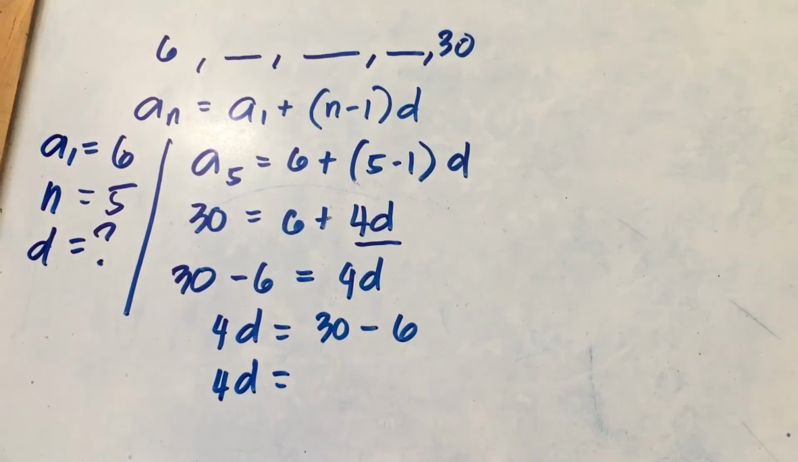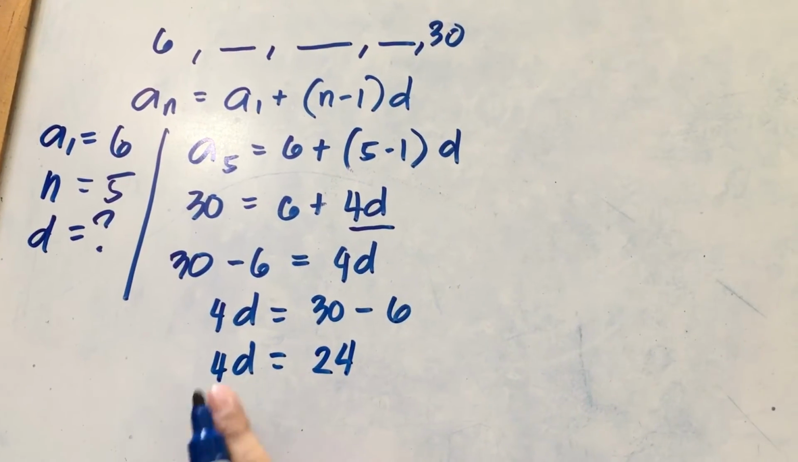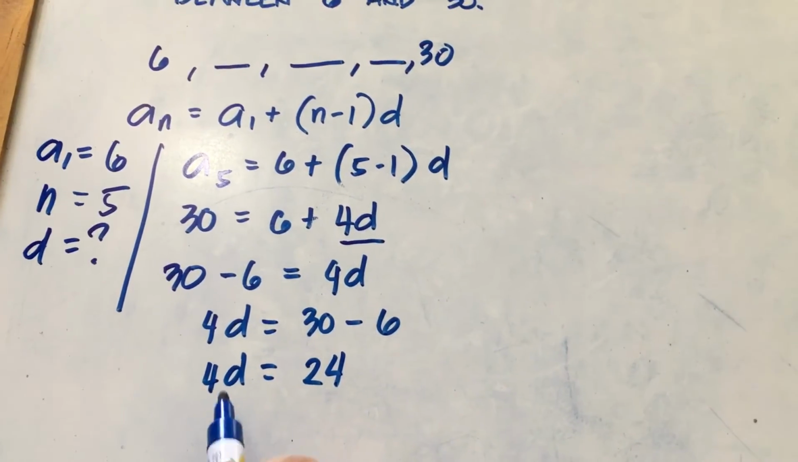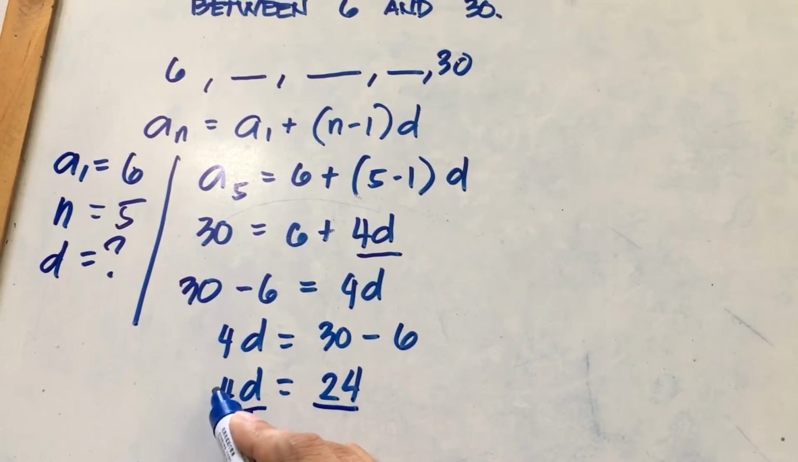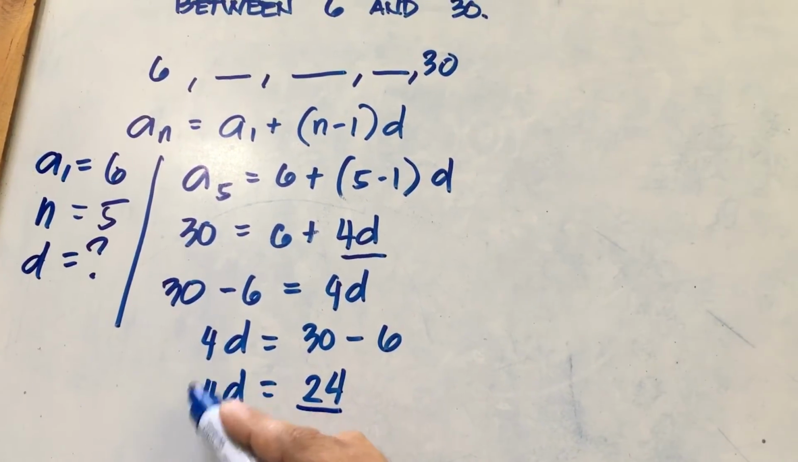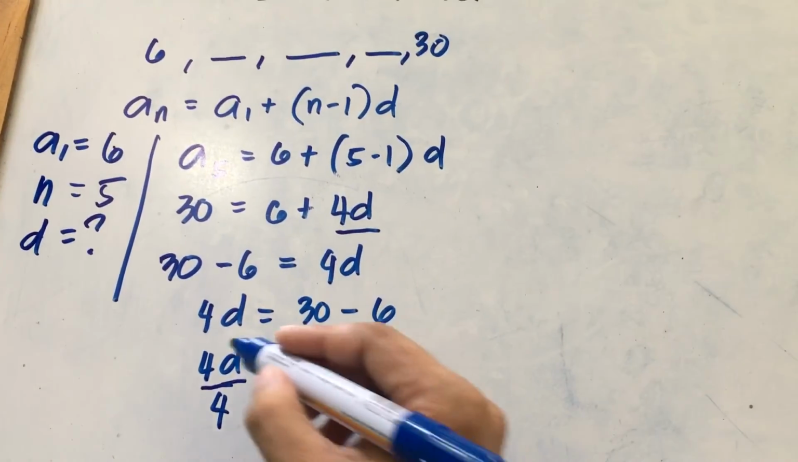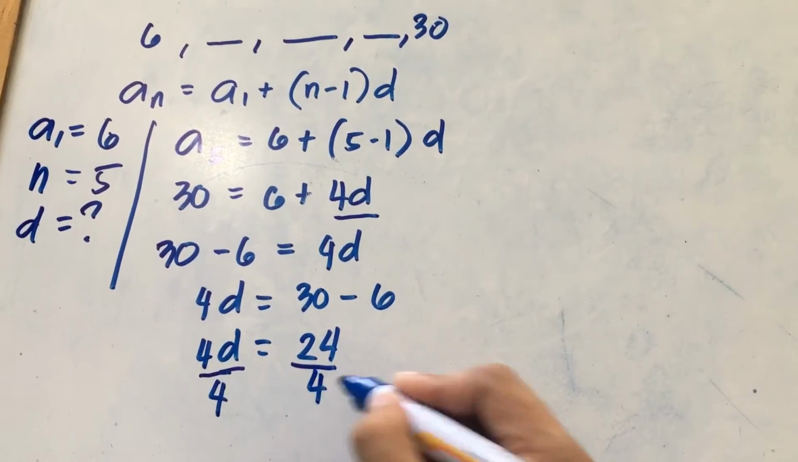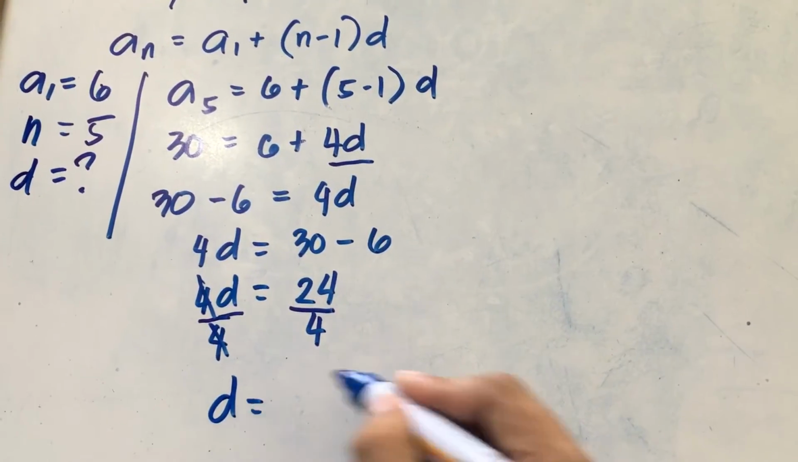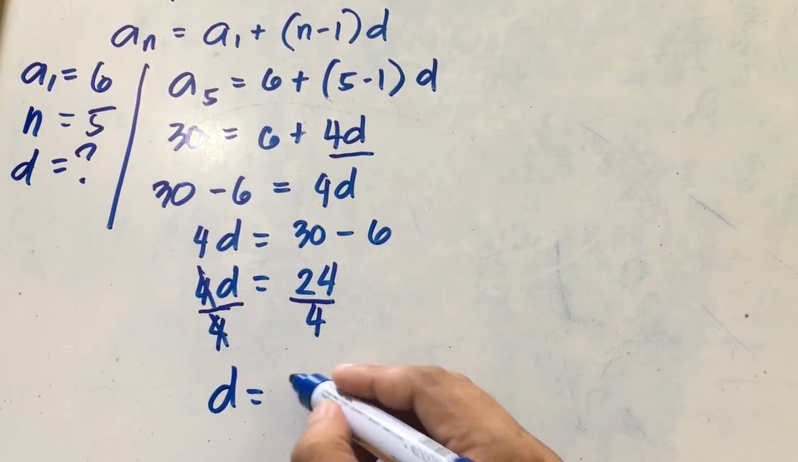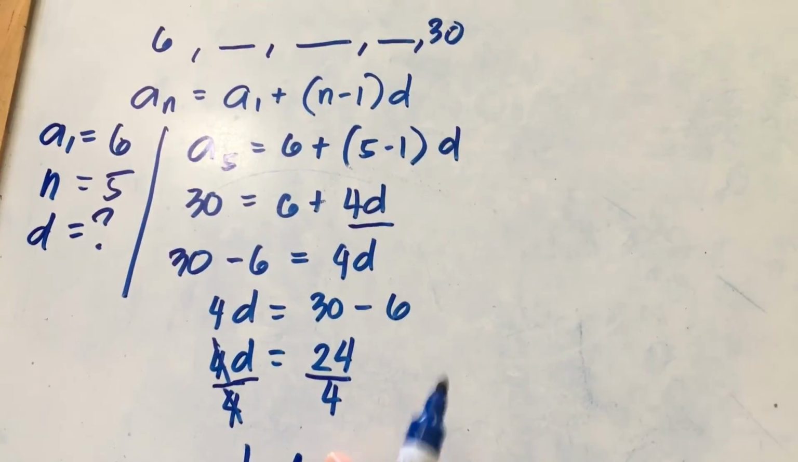What is 30 minus 6? You get 24. So to find the value for your d, divide both sides by 4. Whatever number is beside the d, that is the number that you need to divide by. So 4d divided by 4, then 24 divided by 4. Cancel 4, you get d is equal to 24 divided by 4, which is 6. So your d, or the common difference, is now 6.